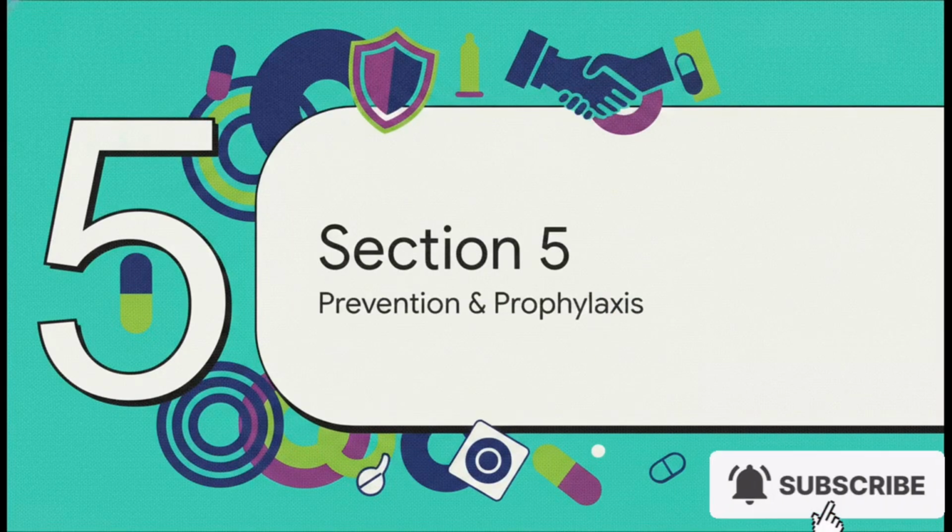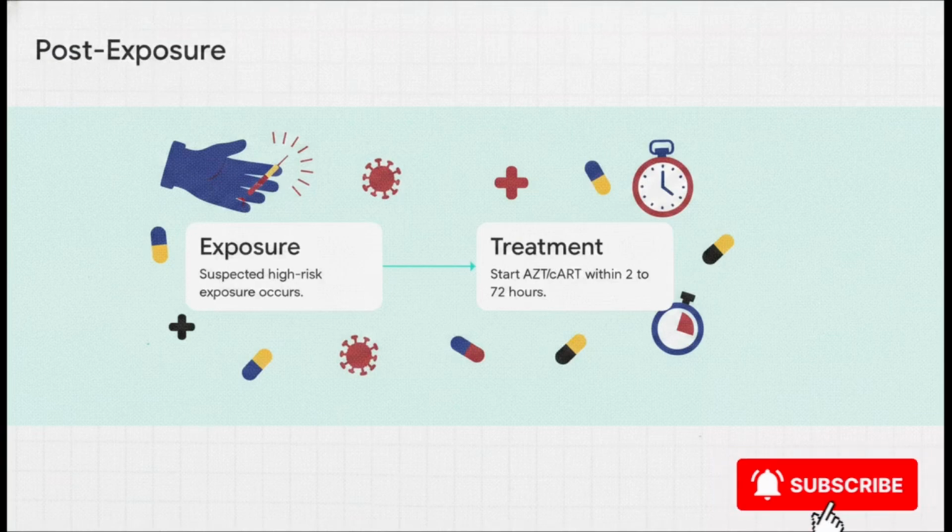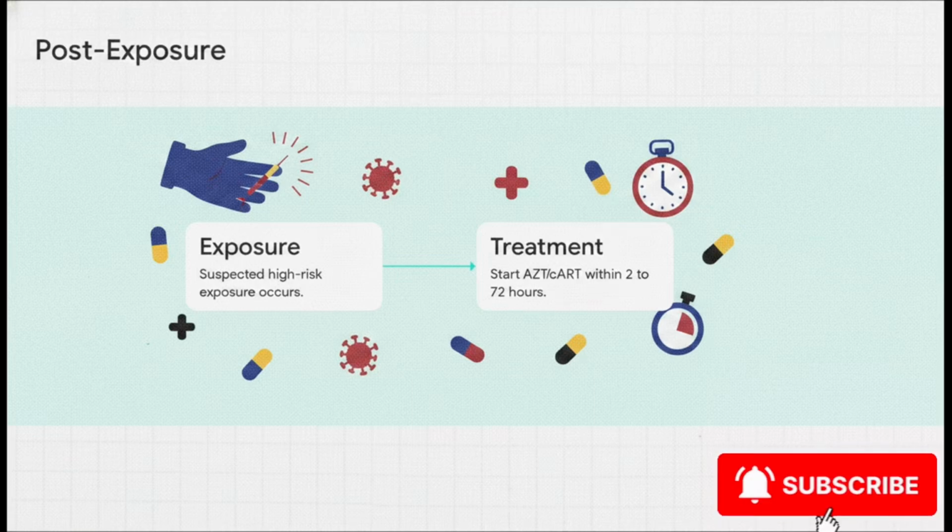Which seamlessly leads us to our final clinical step, Section 5, Prevention and Prophylaxis. Because, let's be honest, the absolute best way to manage HIV is to just stop the spread before stage 1 even has a chance to begin. Remember those occupational hazards we mentioned earlier? Well, if a suspected high-risk exposure occurs, say a healthcare worker gets a needle stick, the clock is immediately ticking. Notice the incredibly tight window here. AZT or CART therapy absolutely must be started within 2 to 72 hours. Education and immediate, decisive action are literally life-saving in these scenarios.